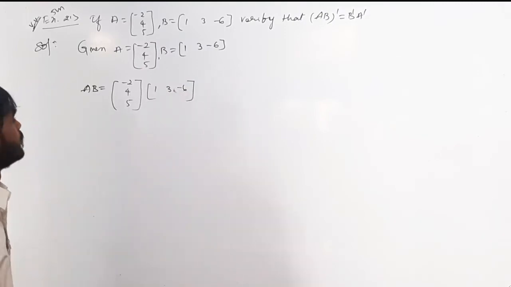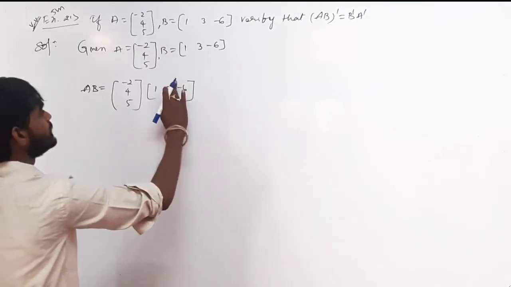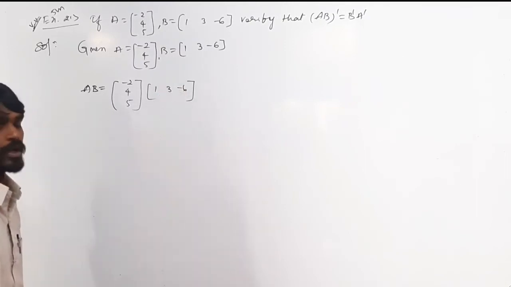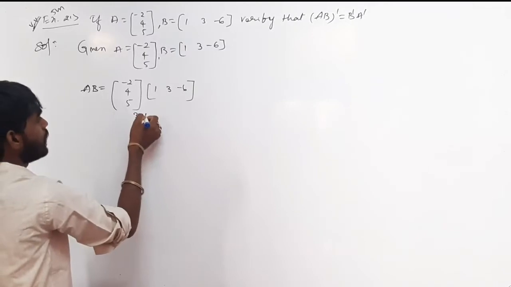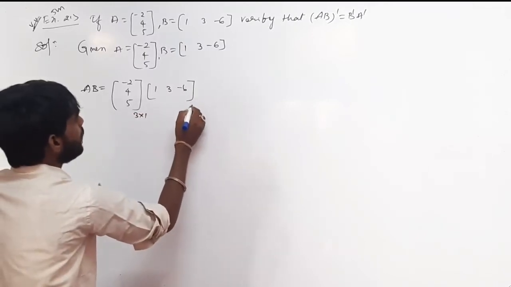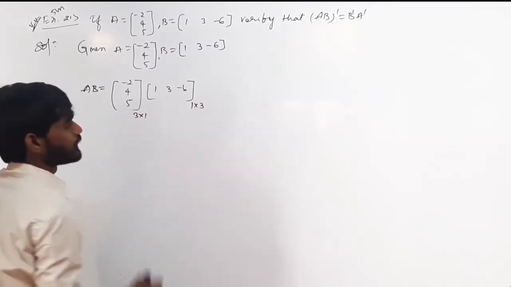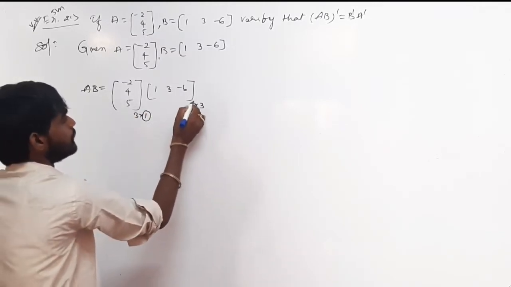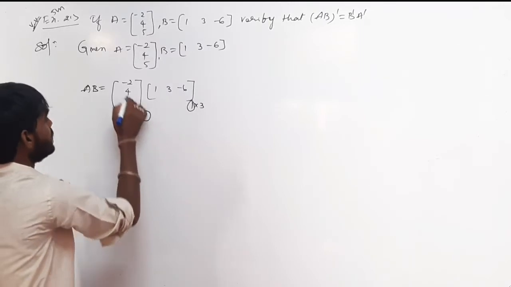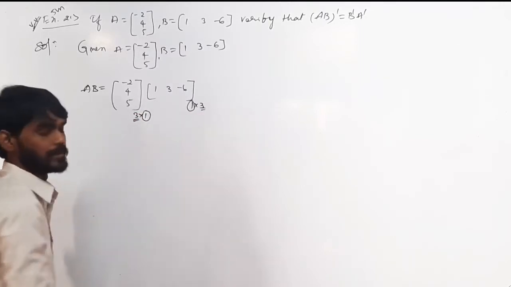So look here, when we are going to multiply these two matrices, first we check the order. A matrix order is 3 cross 1, B matrix order is 1 cross 3. So the A matrix column and B matrix row will be equal. Then the matrix order will be 3 cross 3.